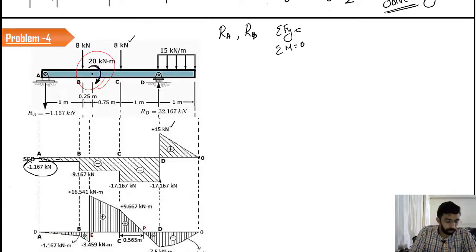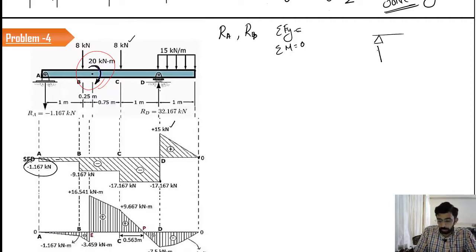So you might be wondering about this negative value. There is no need to conclude that the reaction always has to be positive. No. You just solve the equilibrium equation, and whatever value you get, you use that. It can be both positive, both negative, or one positive and one negative. So in this question, when I solved, RD was in the upward direction and the value of RA is negative. That means the direction I am supposed to change.